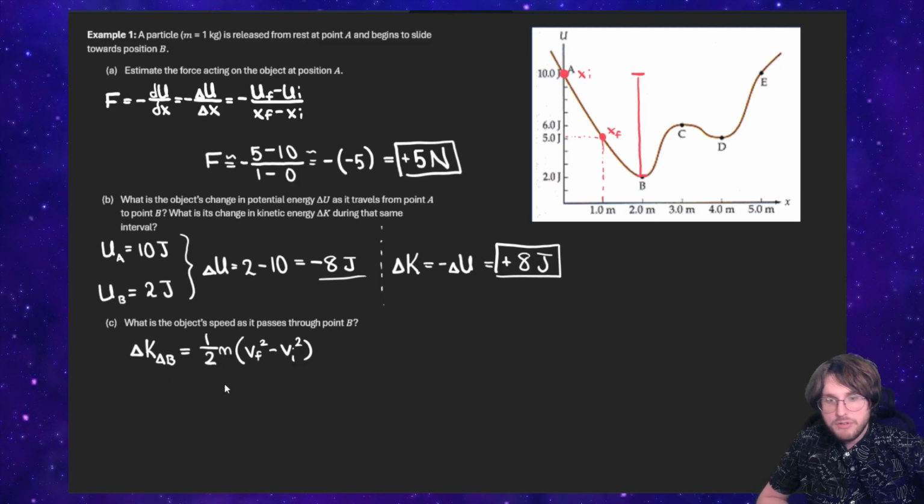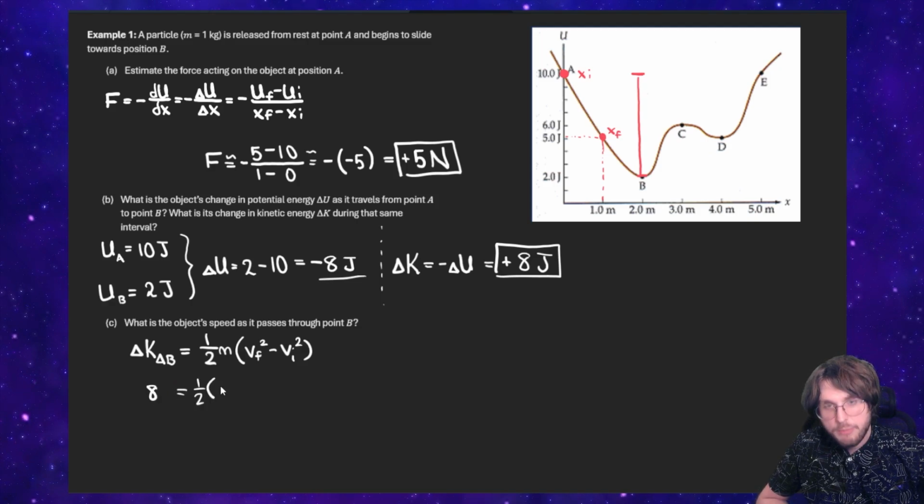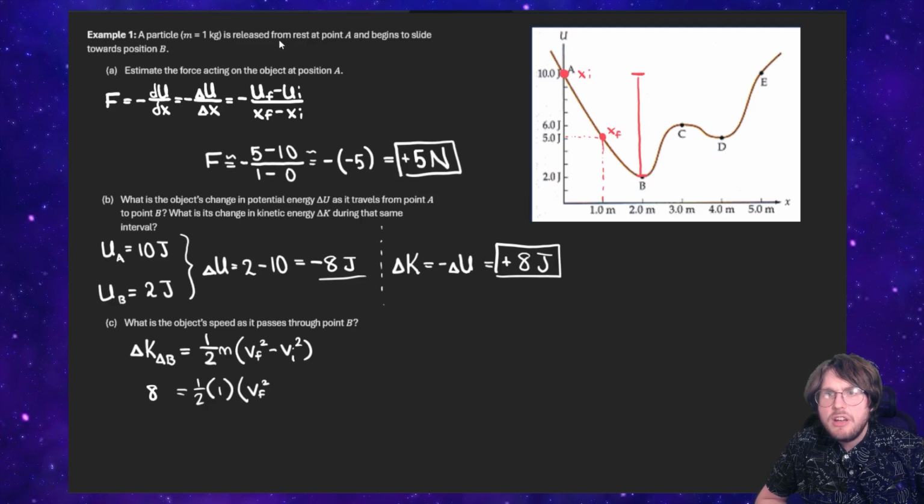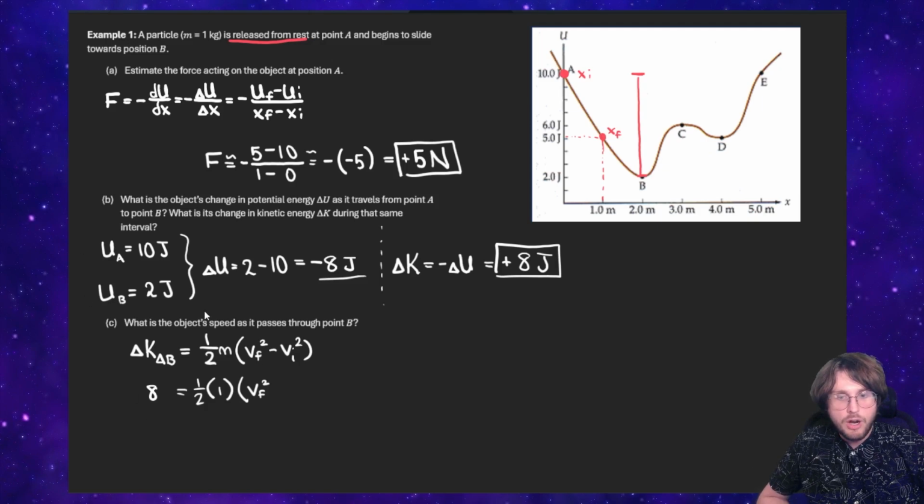Now here we have all of our values we need to plug in, so we'll go ahead and do that. We have positive 8 joules equaling 1/2 times the mass of the object, which is 1 kilogram here, times the final velocity, which we're trying to solve for. And, oh yes, in the original text of the problem, it says that it's released from rest at point A. So our initial velocity here is going to be 0 meters per second.